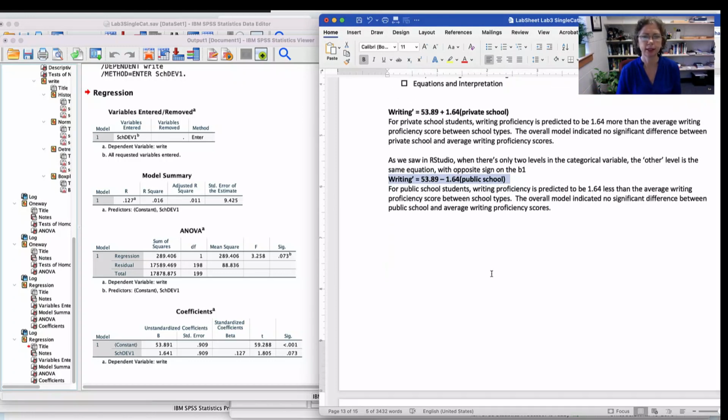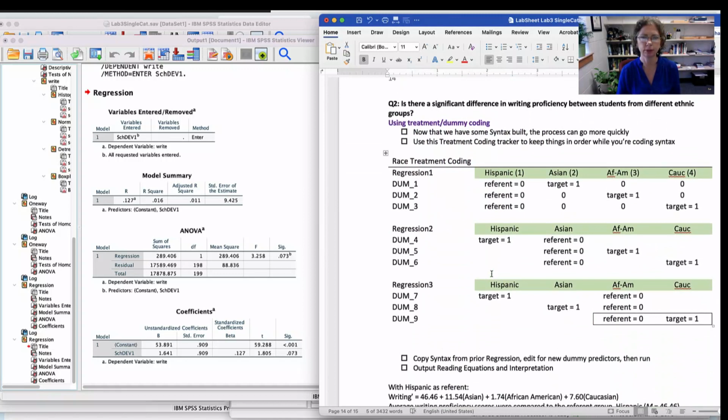Okay, let's see about working with race, or with categorical variables that have more than 2 groups. And now that we have some syntax built, we can start moving a little faster because we don't have to click through all of the little drop-down menus. And here's our tracker to keep track of the coding. It's more important in SPSS because we have to make the dummy variables. SPSS doesn't make them for us.